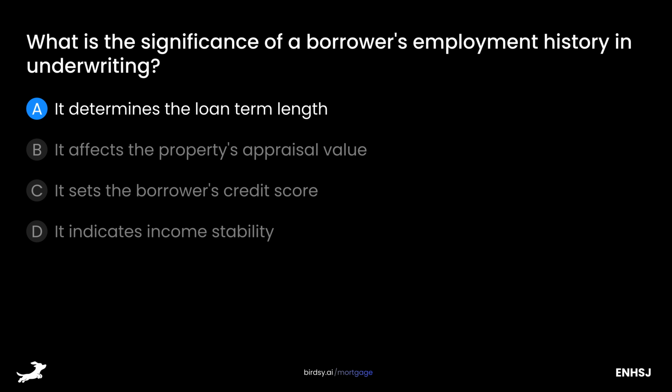Is it A. It determines the loan term length. B. It affects the property's appraisal value. C. It sets the borrower's credit score. Or D. It indicates income stability. The answer is D. It indicates income stability.